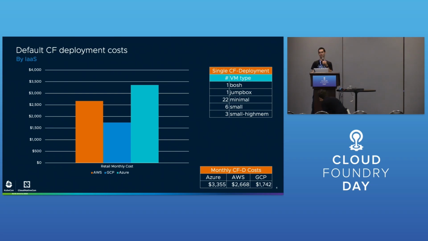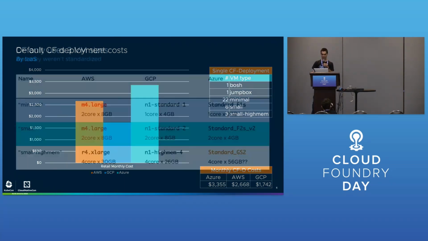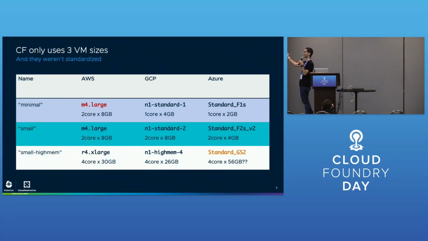How we solve it is going to be extremely obvious. First, we have to look at the size of VMs that existed before. And when we analyzed what Cloud Foundry uses, we realized there's only 3 VM sizes in Cloud Foundry, right? And they're all really silly names. We got minimal, we got small, which also sounds like minimal, and then we got small high mem, which also sounds like small, but I guess it has more memory. So just right away, you can tell from the names, these are not supposed to be big VM sizes.